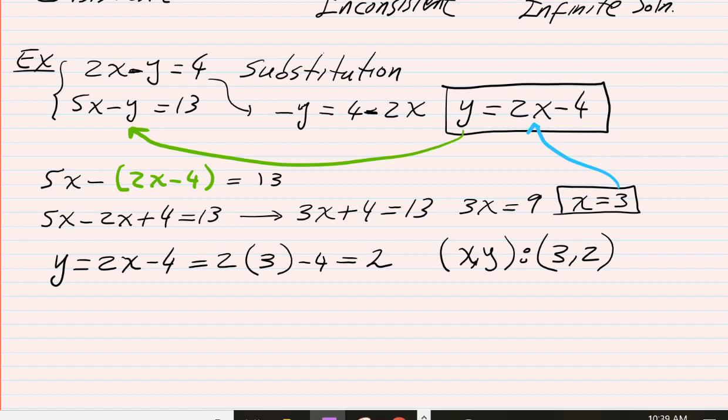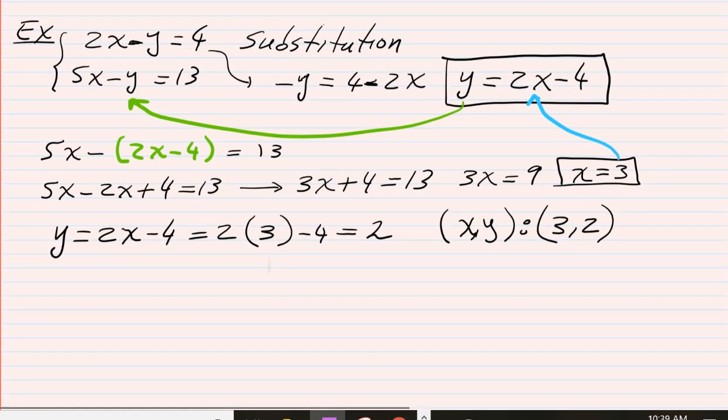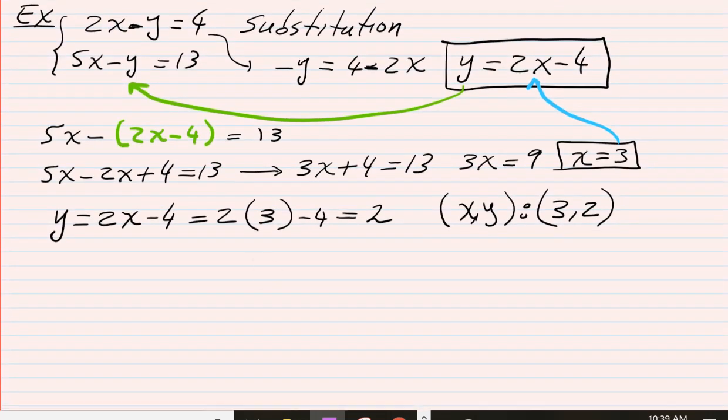Okay, so there you go. That's how the substitution works. Now let's solve the same system using the elimination method. Okay, now by elimination method, that's what I'm doing now. Elimination method.